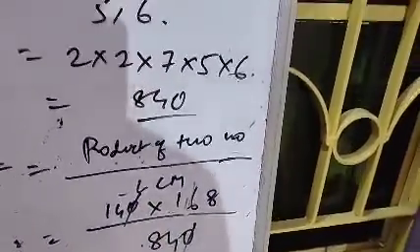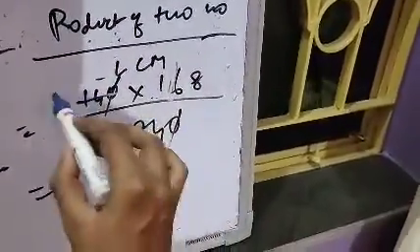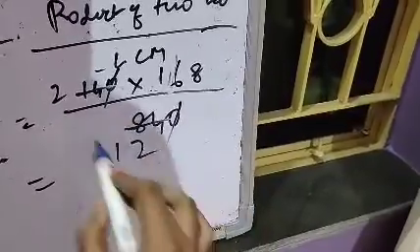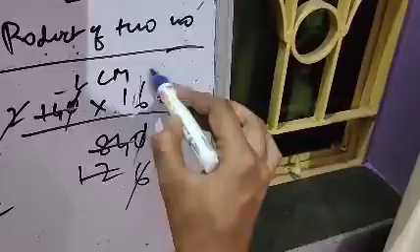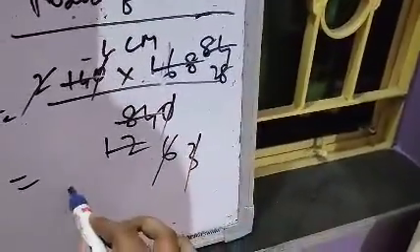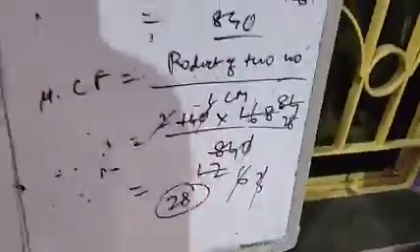So we cancel the zeros. 7 2s are 14, 12, 3, and it comes to 28. So the HCF is 28. This 28 will be your answer.